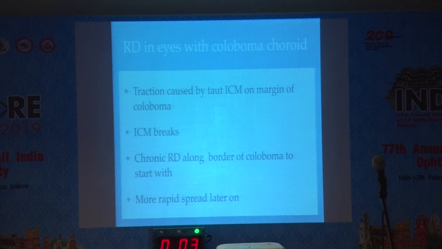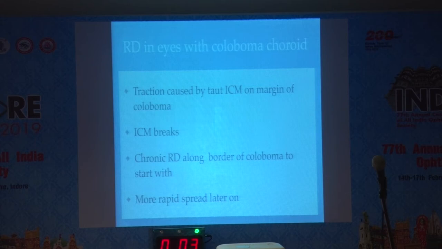So in retinal detachment, traction caused by the ICM on the margin of coloboma could be also a potential problem. It can keep the edge lifted up, and hence your laser that you do, or one or two rows, may not be able to anchor the retina along the margin, and it can actually get lifted up despite it looking good on the table.